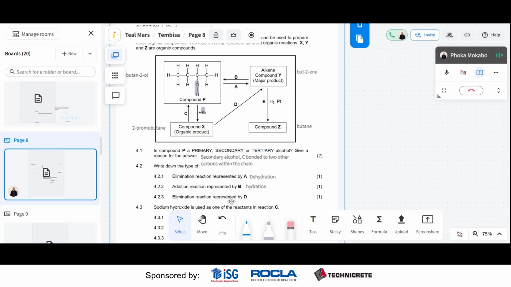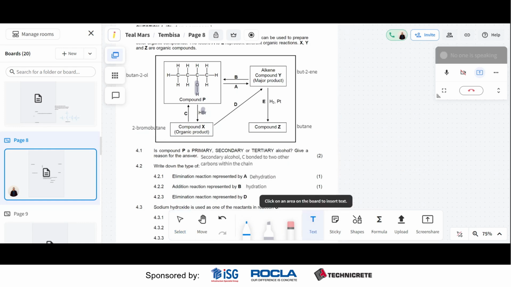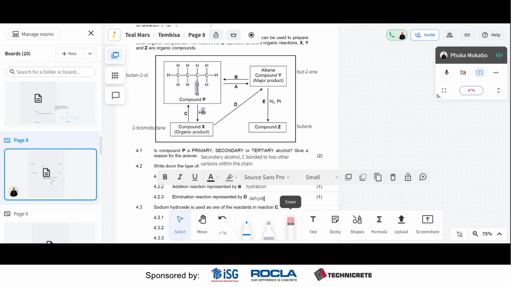Then the elimination reaction represented by D. Now we said D, you're going from an haloalkane to an alkene, and in this case, we would lose the bromine and we would lose one of the H's as well, and because of that, we call it dehydrohalogenation. Dehydrohalogenation for reaction D.